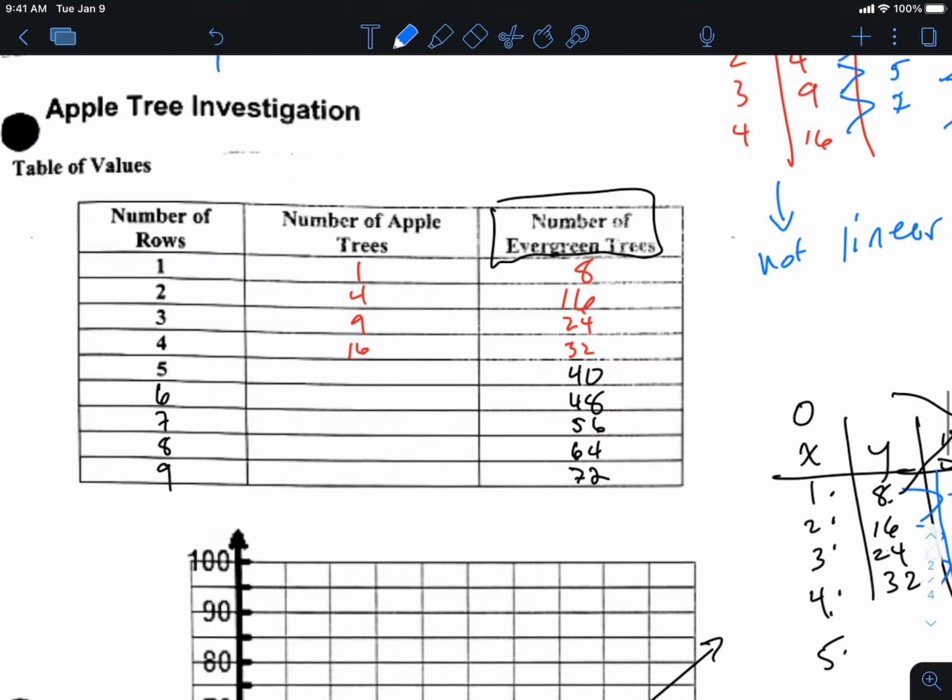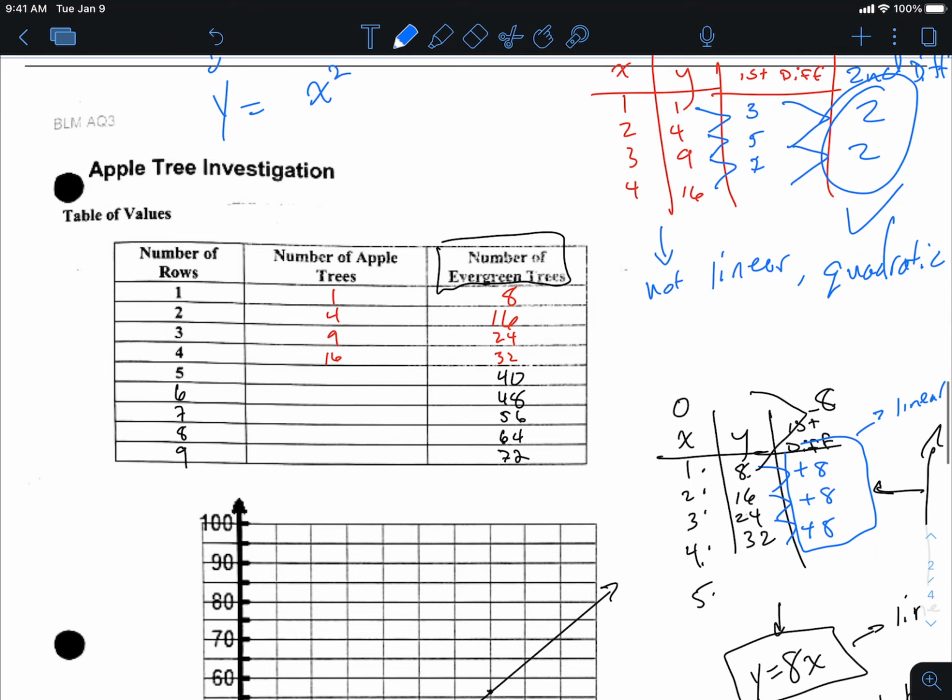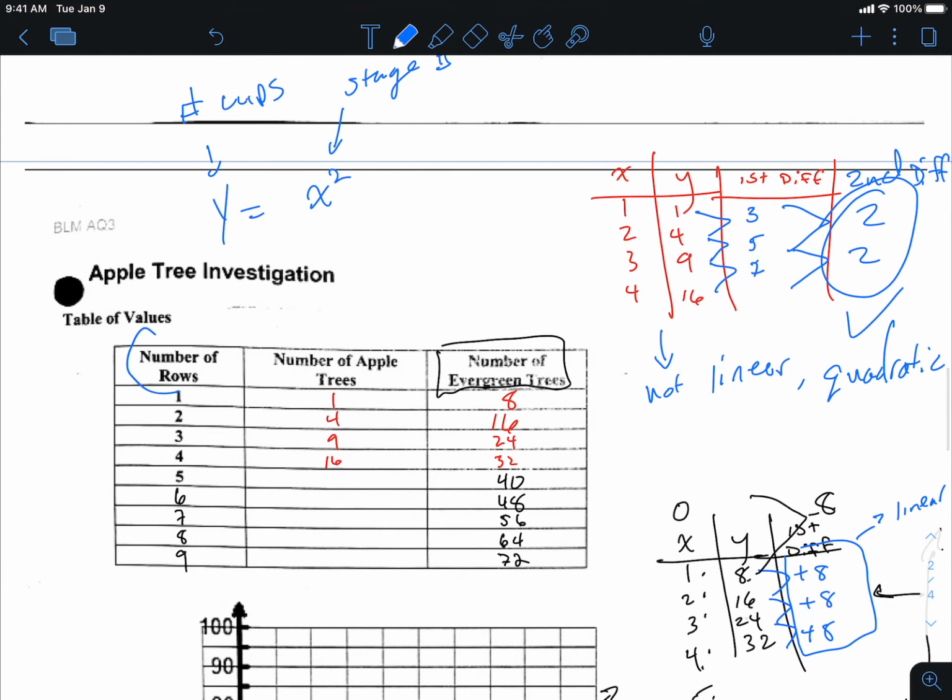So if you guys can confirm, if I take stage number, or number of rows, and I square it, I'm going to get the number of trees for all of these. So I can confirm that. 1 squared equals 1. 2 squared equals 4. 3 squared equals 9. 4 squared equals 16. 5 squared is going to equal 25. 6 squared is 36.